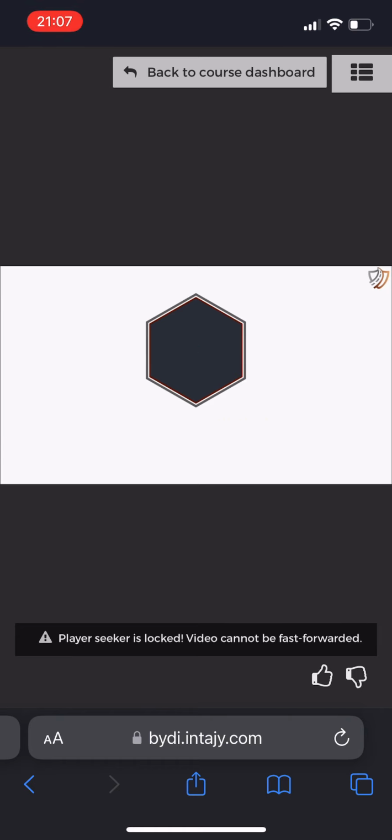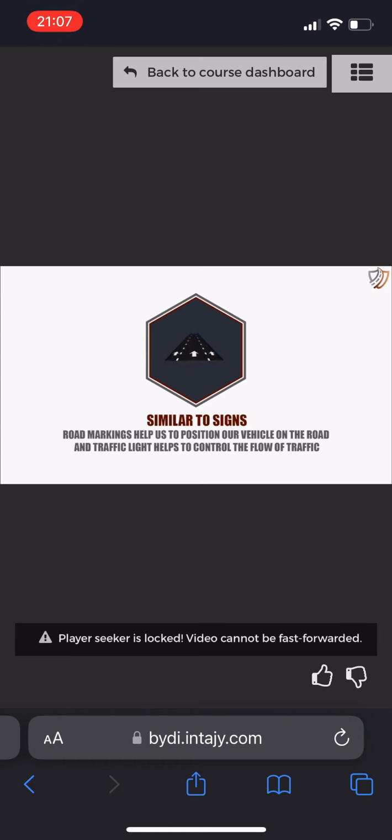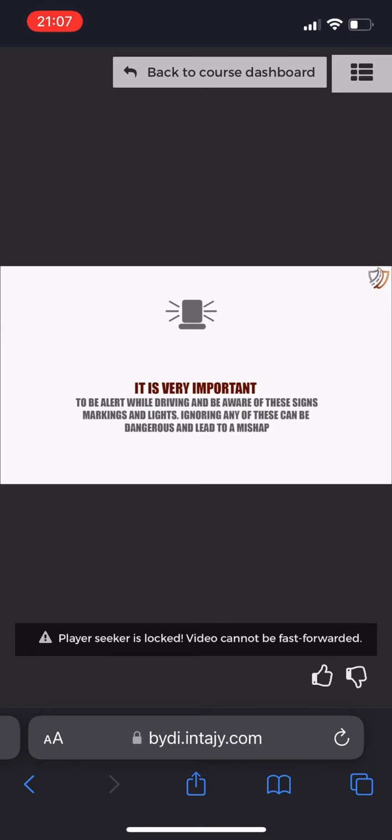Similar to signs, road markings help us to position our vehicle on the road, and traffic lights help to control the flow of traffic. It is very important to be alert while driving and be aware of these signs, markings, and lights. Ignoring any of these can be dangerous and lead to a mishap.